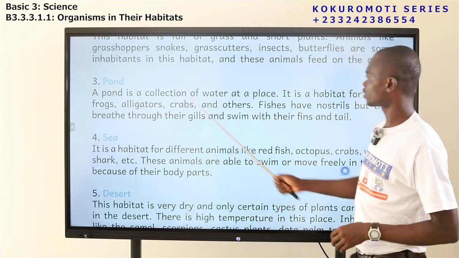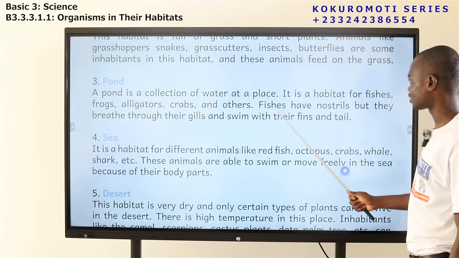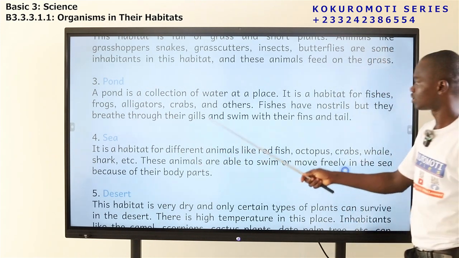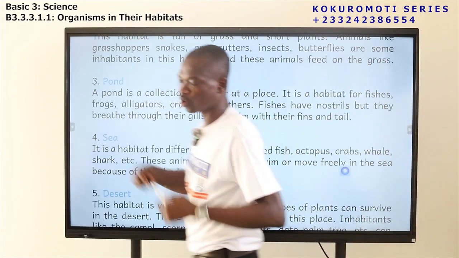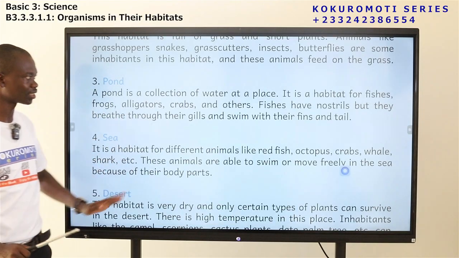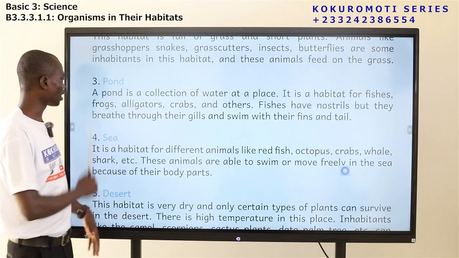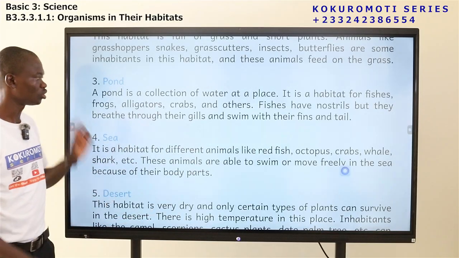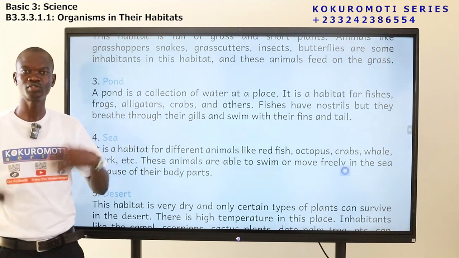The next one is what? Pond. So pond is a collection of water at a place. It is a habitat for fishes, frogs, alligators, crabs, and others. Fishes have nostrils, but they breathe through their gills and swim with their fins and tail. Very good. So pond is about a place where we can find water, or there's a collection of water at a place. And the animals that we can find in these habitats, we have what? Fishes, frogs, alligators, crabs, and then we have other animals. You should also know that fish have nostrils, but they don't breathe through their nostrils. They breathe through their gills.